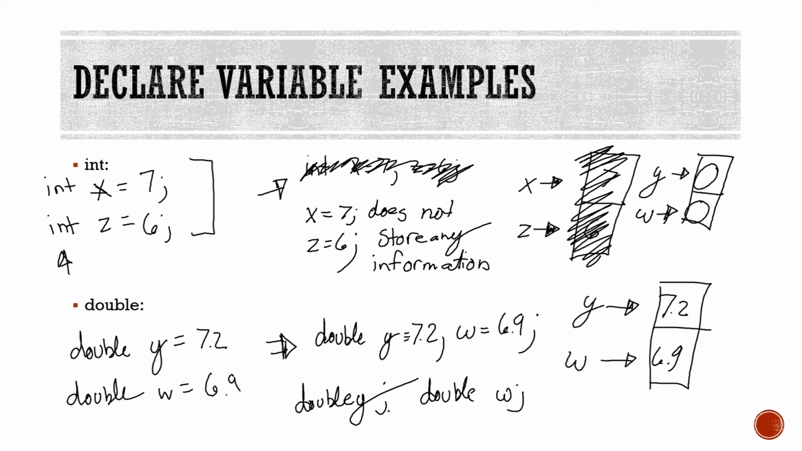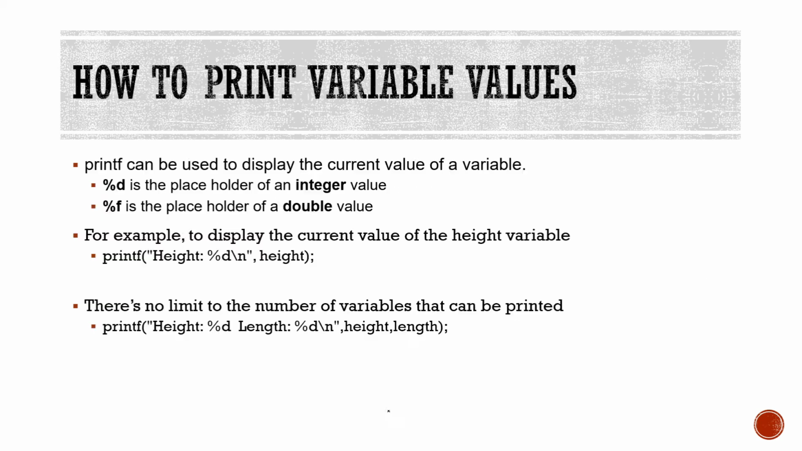So we see this a lot in C. We necessarily don't initialize it. There are times when we do initialize, sometimes when we don't. One example is in a for loop. We'll get to that later, but it's very common to initialize a variable and then update the variable later. So how do we print these variables, these values?